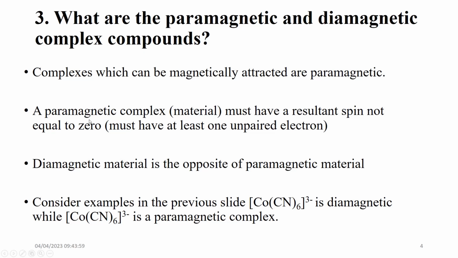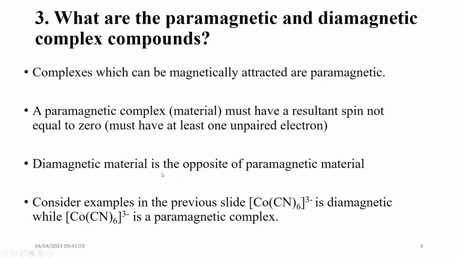And the paramagnetic complexes or materials have a resultant spin not equal to 0, because if it has a resultant spin of 0, it means there is no unpaired electron. But if it has a resultant spin which is greater than 0, it means they have at least one unpaired electron. That material will be called paramagnetic. And here you can see we also have ferromagnetic material, which has a large number of unpaired electrons, or a high spin value, which we call a high resultant spin.